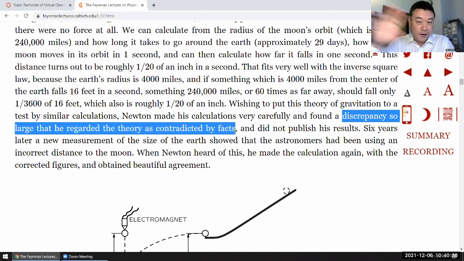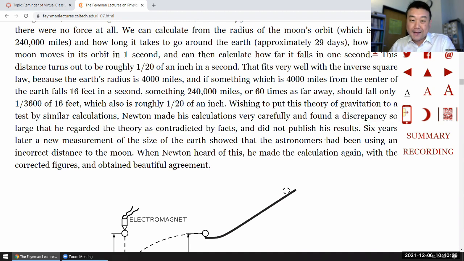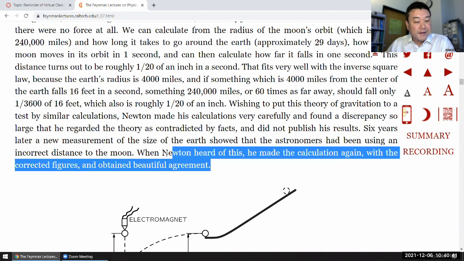But he didn't just forget about it, get rid of it entirely. And when he learned of an update that might change the prediction, he redid the calculation, and once we had agreement, then he published and all that. That's an example of how science ought to work. We make predictions and we test them, and you know what to do when the experimental results don't agree with the prediction. That's a whole topic on its own.